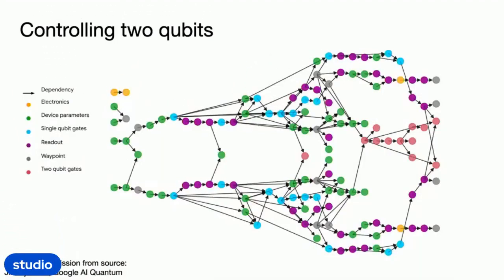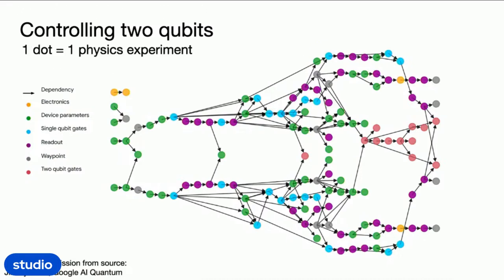And here's a graph to show, if you were to control 2 qubits, these are all the physics experiments that you need to do. So 1 dot equals 1 physics experiment. And the guy who presented this, I asked him for the slide. He showed me that was his PhD. So I don't know, as a PhD student, is that encouraging or discouraging? But as you can see, it's extremely complicated to build, and that's why it's taking a long time to build something with millions of qubits.